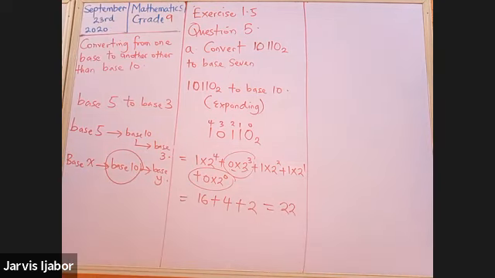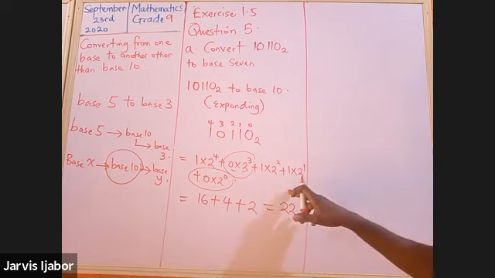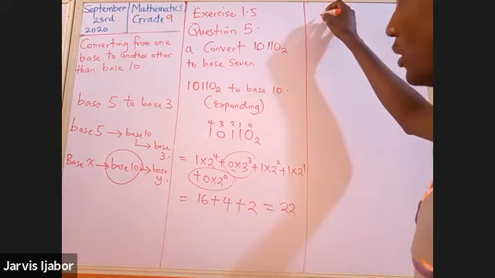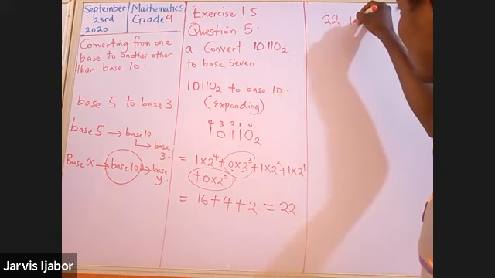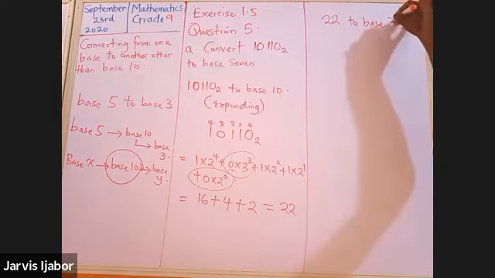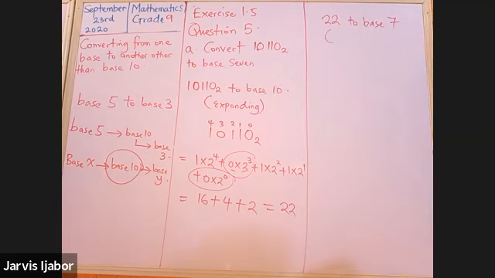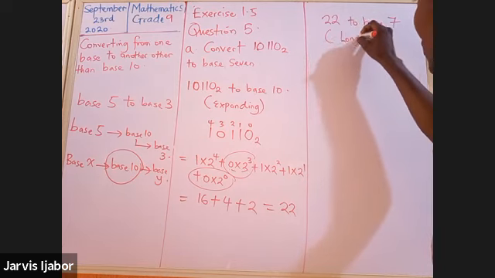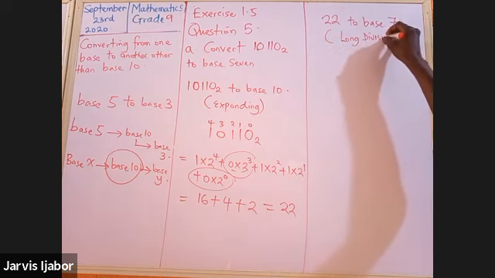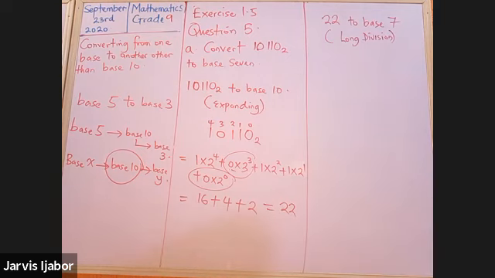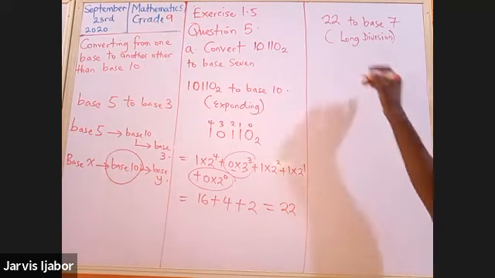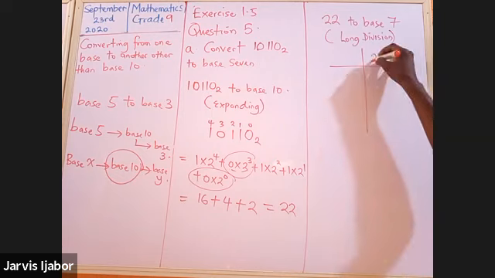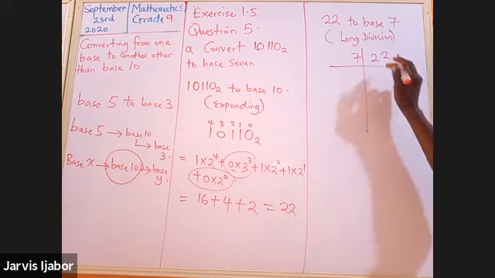Now, we will move this from base 10 to base 7. And what is the code here? It is what? Division, long division. So that's the code you must remember. You must know where you are to expand and where you are to do long division. Right? So that said, we will then rule this 22 and 7.